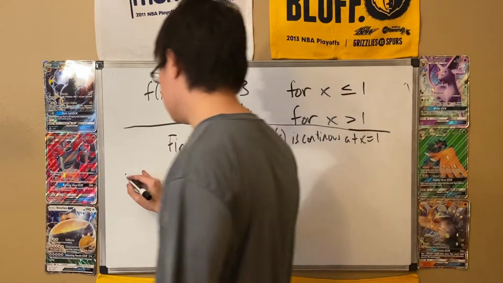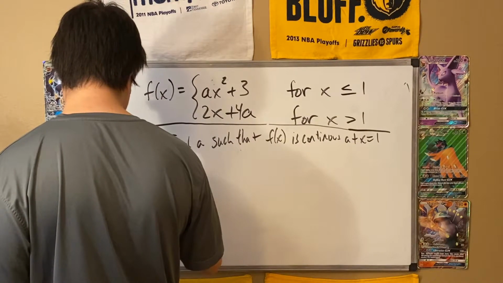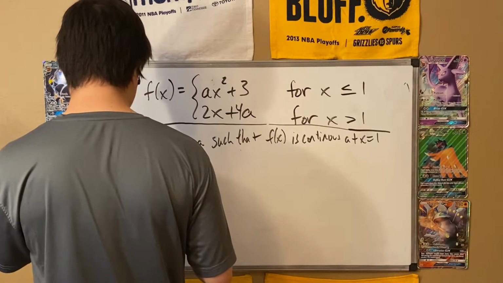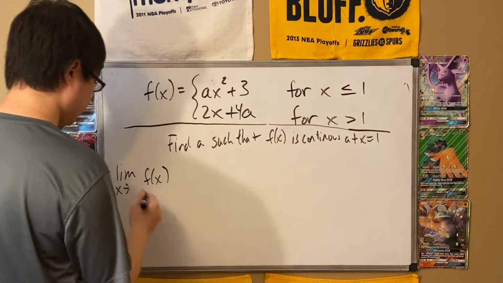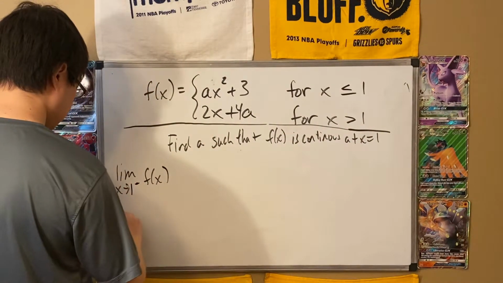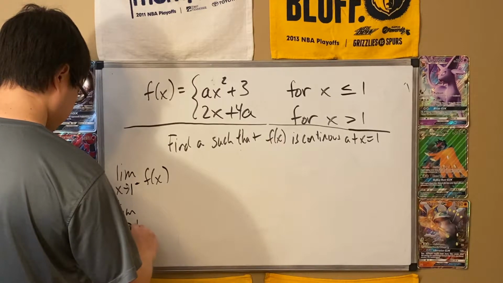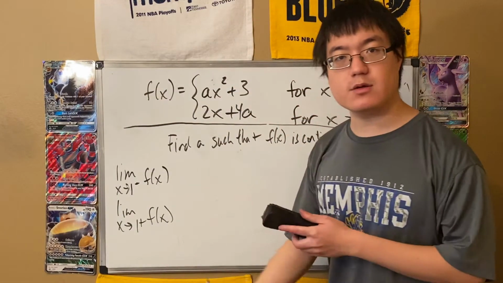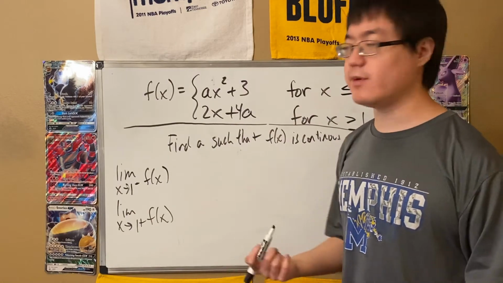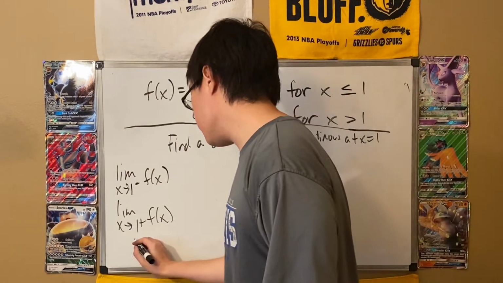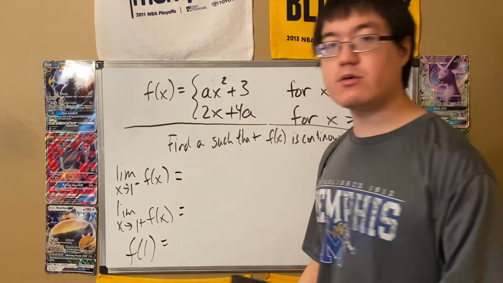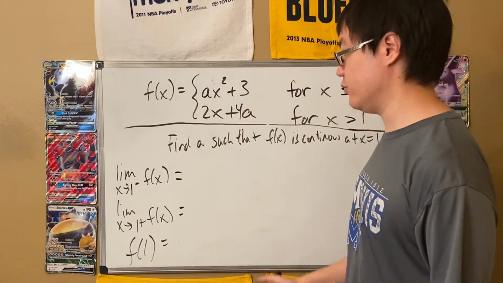So let's do that. We're going to find the left limit as x goes to our problematic point, or our split point. That's going to be 1. So it's 1 minus. Then we're going to find our right limit. We're going to force these two things to be equal to each other, so that means that the limit will exist. And finally, we're going to find our function value, f of 1. As long as all 3 of these things are equal to each other, that makes our function continuous.